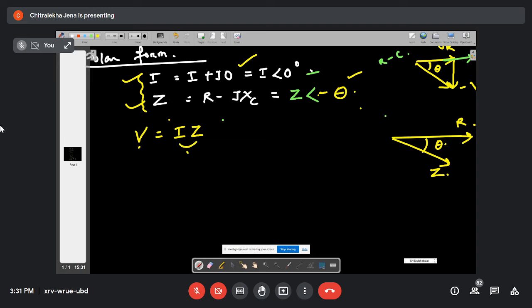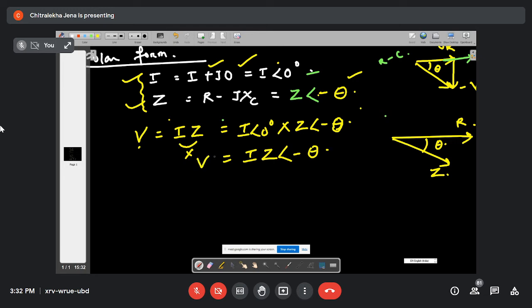I will do the multiplication operation. If it is in the rectangular form, I have to convert it into polar form for doing the multiplication operation. So I have the polar form. I will do I at an angle 0 degree multiplied with Z at an angle minus theta. This will be equal to IZ at an angle 0 plus minus theta, which is minus theta. So V is equal to IZ at an angle of minus theta.